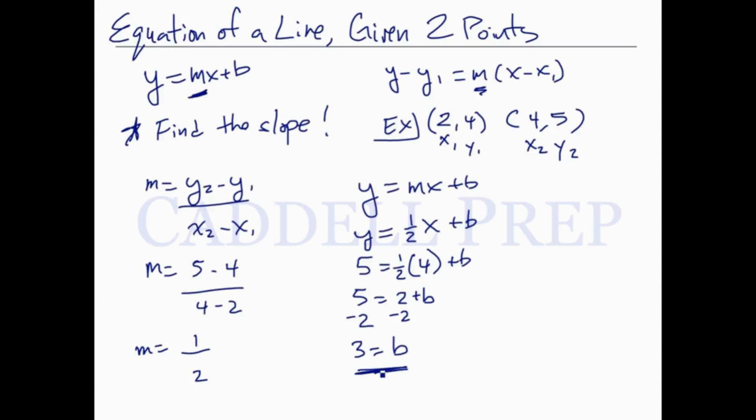So now we know the y-intercept, and we know that the slope is 1/2. So in the equation y equals mx plus b, we know the slope is 1/2. And now we know that the y-intercept is 3. So it's y equals 1/2 x plus 3.